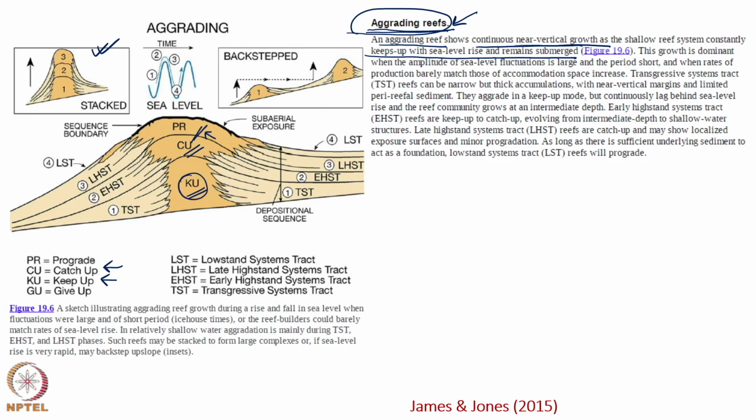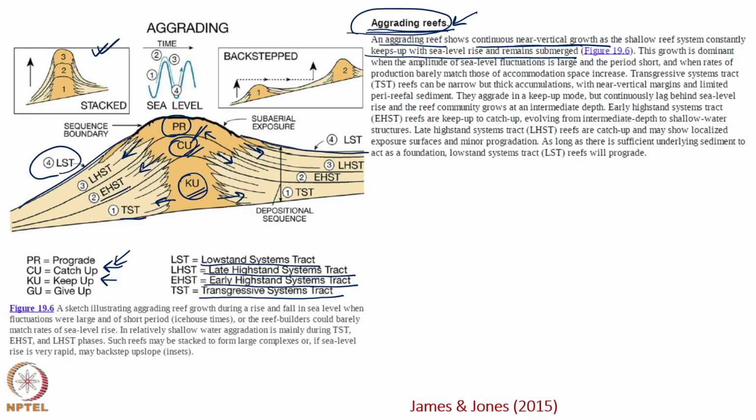In the keep up reef portion, in the adjacent sedimentary unit, one can find the transgressive systems tract. In the catch up reef portion, if one goes to the adjacent sedimentary rock, it is the early high stand systems tract, and in the prograding part, in the adjacent sedimentary rock is the late high stand systems tract, and finally the top layer, the top boundary is marked by LST, which is the low stand systems tract.